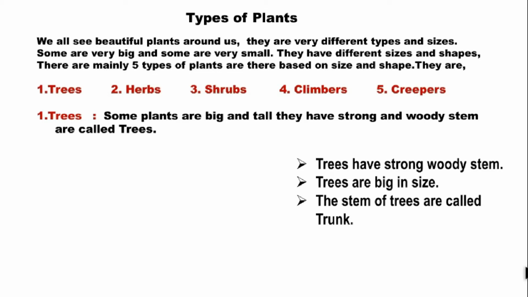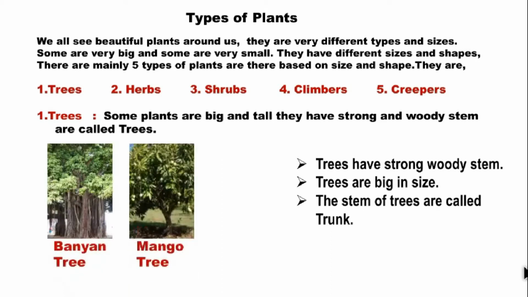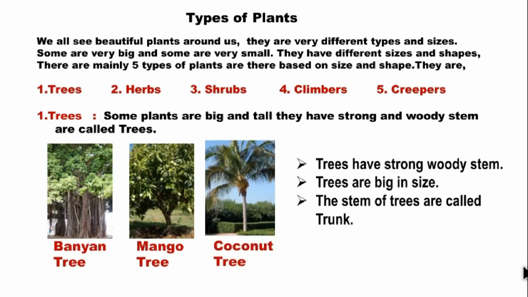So first one is trees. Some plants are big and tall. They have strong and woody stem and are called trees. So for example, banyan tree, mango tree, coconut tree. So trees have strong stem. Trees are big in size. The stem of trees is called trunk. So these are the trees, and this is the stem of the tree. This stem is called trunk.